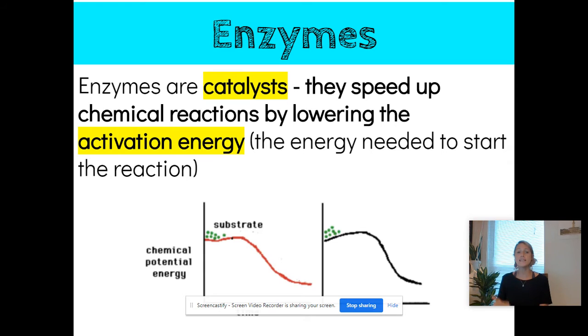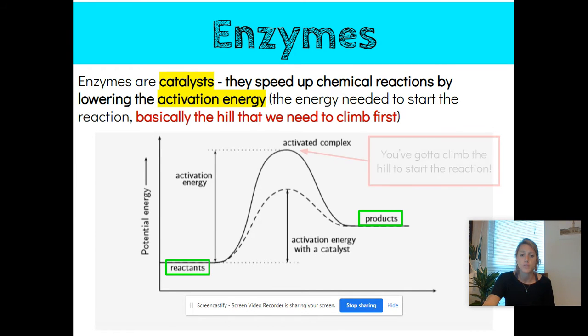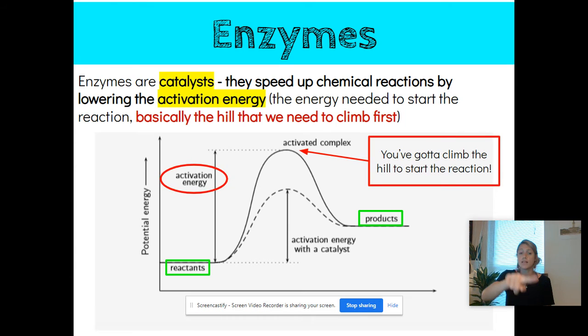All right, next thing. Enzymes are known to be something called a catalyst. A catalyst is something that speeds up a chemical reaction by lowering the activation energy. The activation energy is the amount of energy needed to begin a chemical reaction. If you take a look at this diagram, the straight black line represents the chemical reaction taking place.